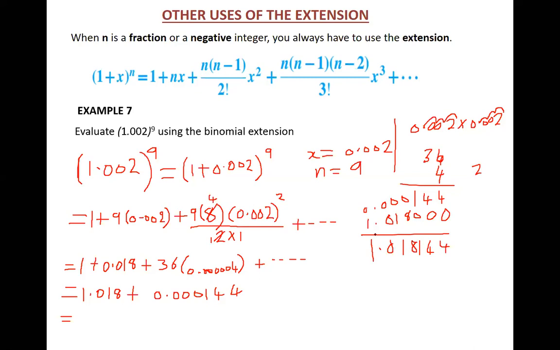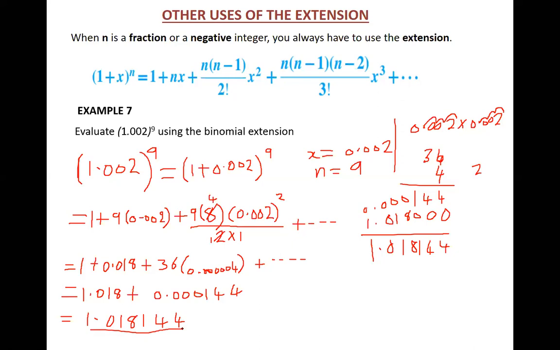Okay. So this is going to be your final answer, which is going to be 1.01814 and 4. So this is going to be your answer. Since the accuracy has not been specified, you can leave it like this. There's no problem. This question, you just have to visit your grade 1 way of multiplication.